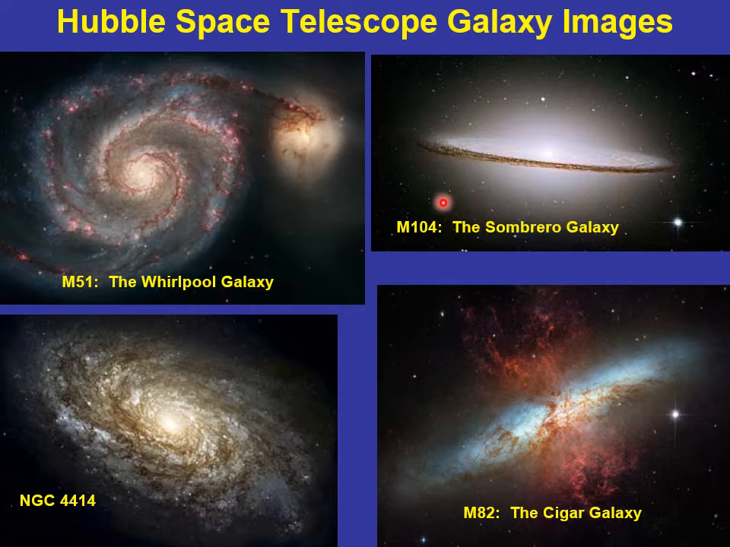This is M104, which is called the Sombrero Galaxy because it looks like a hat. And this is another spiral galaxy here, NGC 4414. And this one is sometimes called the Cigar Galaxy. It is an example of a galaxy that is in the process of interacting with another galaxy, and so that's why it has sort of an irregular, distorted shape.